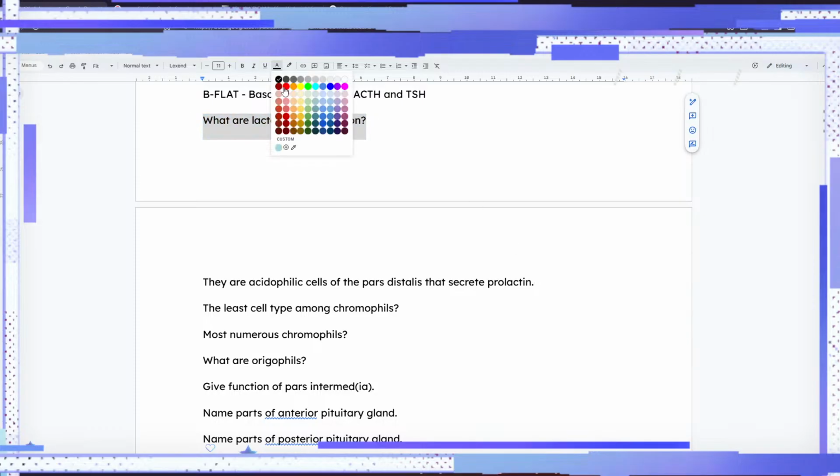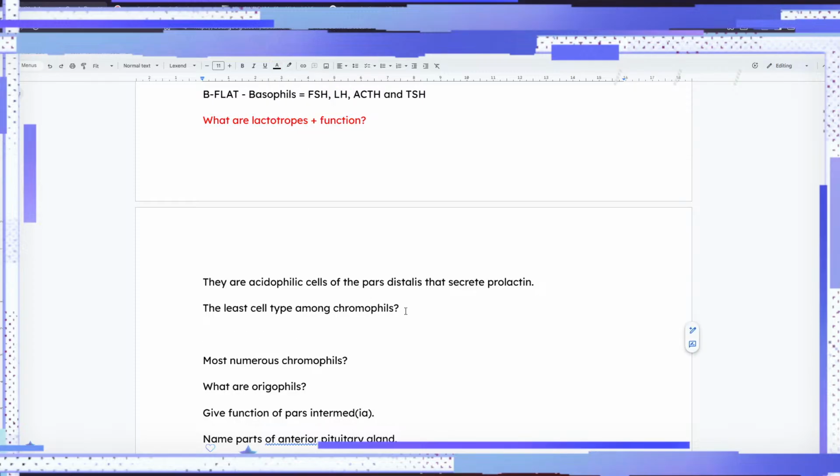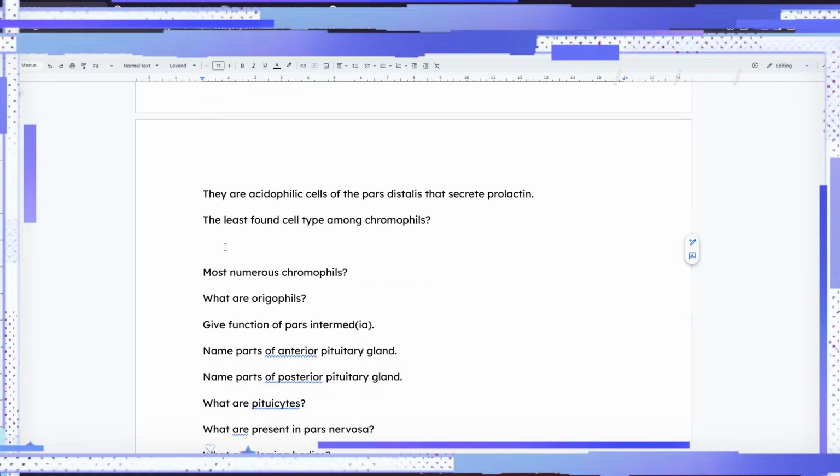Okay, next question. What is the least common cell type? I think this is the least found cell type among chromophils. According to the images that I was sent, it is the thyrotropes. And then what are the most numerous? You just have to know these things, bro. Thyrotropes are the least, and the most numerous would be somatotropes.